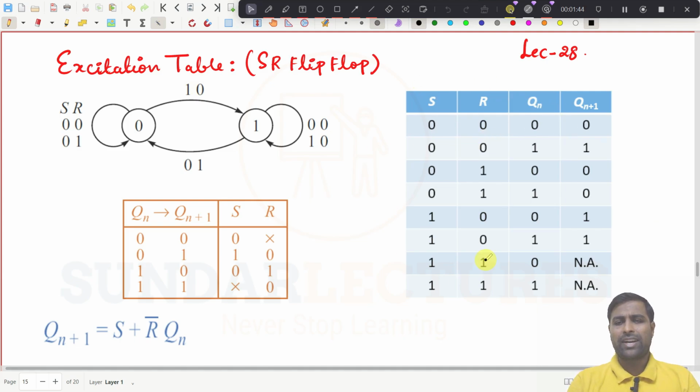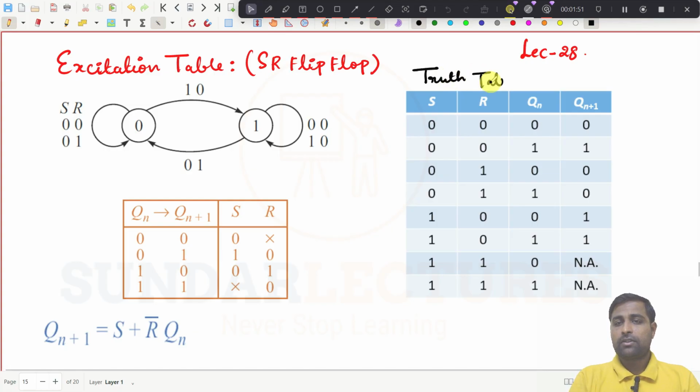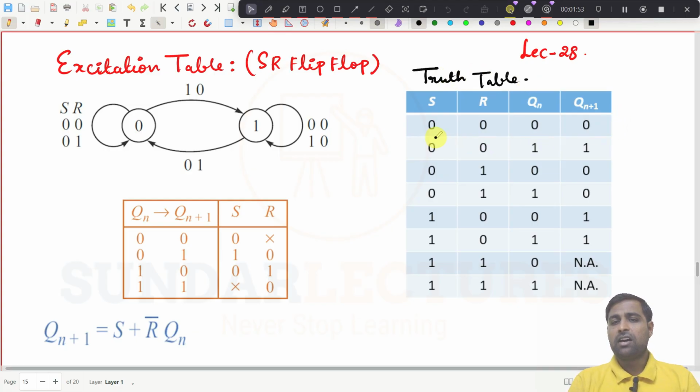This one we know. This is the truth table. We have seen this many times. See this one, 0 0: if the present state is 0 and you give S equal to 0, R equal to 0, then the next state will also be 0. We know this, everything we know. And what is this one now?